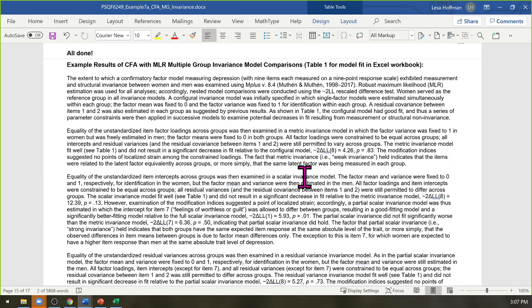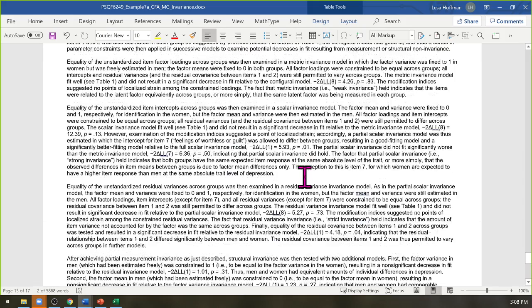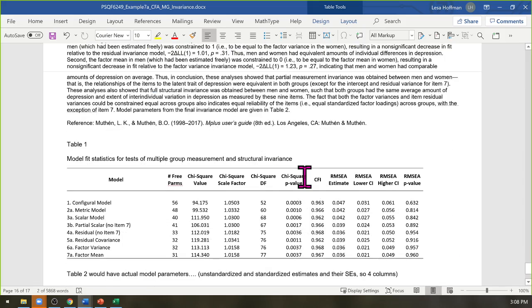If what you care about is talking about, say, depression differences as a function of gender, all of this would become some sort of footnote that says, oh, by the way, we tested invariance, it was fine. Now let me tell you about the story. So I have the extended version of the write-up here, just in case you find yourself in the position of needing to report it in detail. And the write-up also refers to tables.